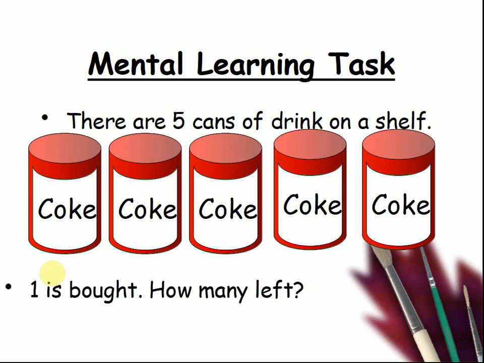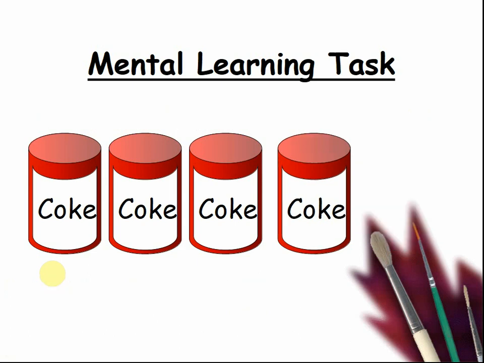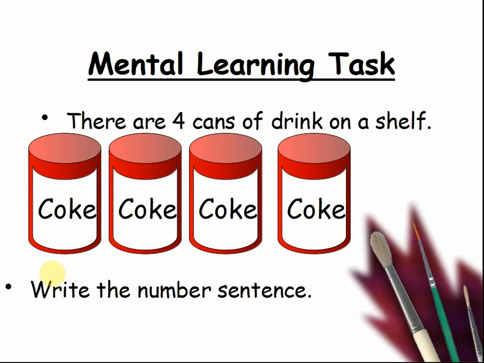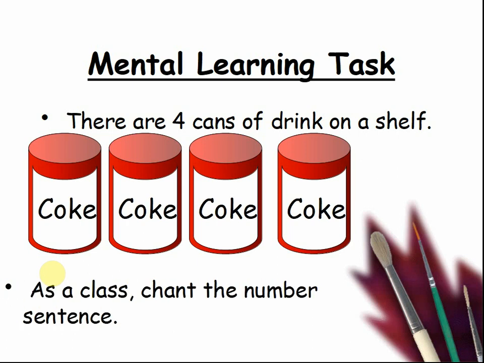There are 5 cans of drink on a shelf. 1 is bought. How many are left now? There are now 4, because 5 take away 1 is 4. Write the number sentence for that one. 5 minus 1 equals 4. As a class, chant the number sentence. Pause the video and chant the number sentence. 5 minus 1 equals 4.